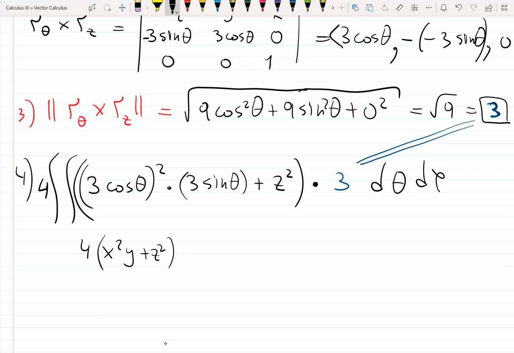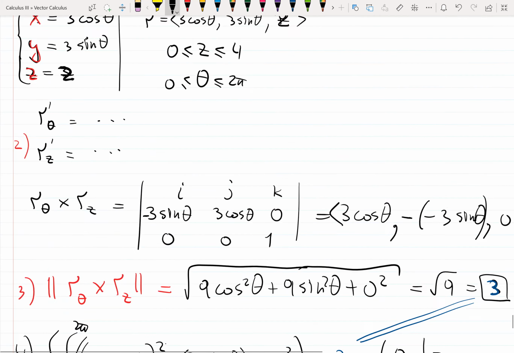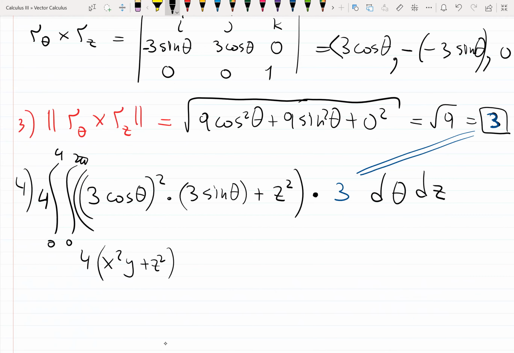If I put theta inside this time, which doesn't matter, they're all numbers, it's from 0 to 2 pi. And phi is your z, d z. Z is from 0 to 4. That was my f. This was f in terms of x, y, and z. And this is f in terms of theta and z. Like so.